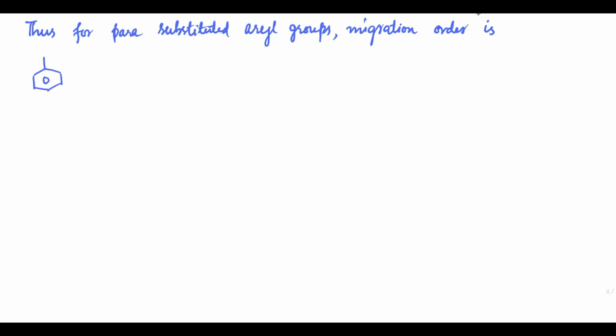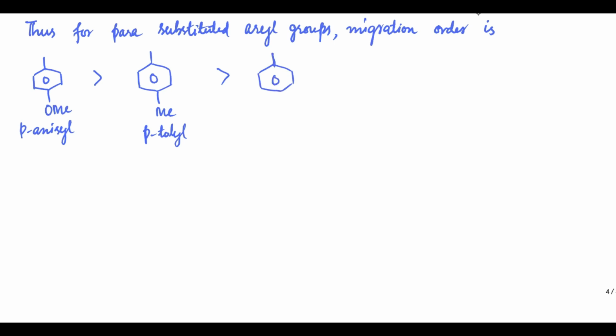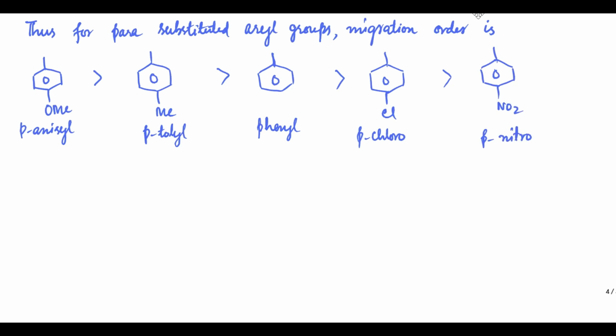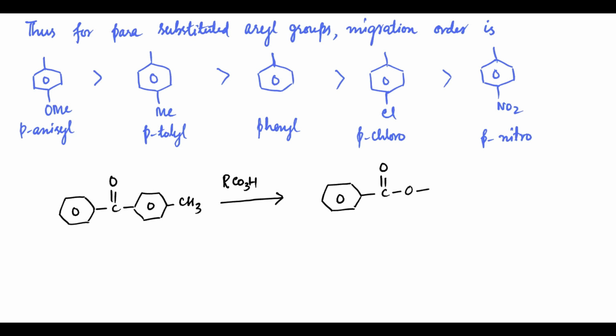Thus, for para-substituted aryl groups, migration order is para-anisyl migrates in preference to para-tolyl, which has more migratory aptitude than simple phenyl. This has more migratory aptitude than para-chlorophenyl, which has more than para-nitrophenyl, and so on. Based on this migration order, if we take this ketone and subject it to Baeyer Villiger conditions, the para-tolyl group will migrate in preference to phenyl.